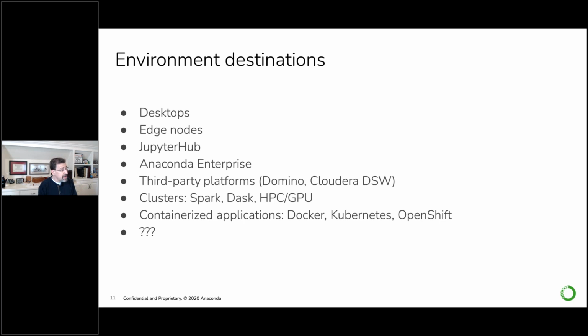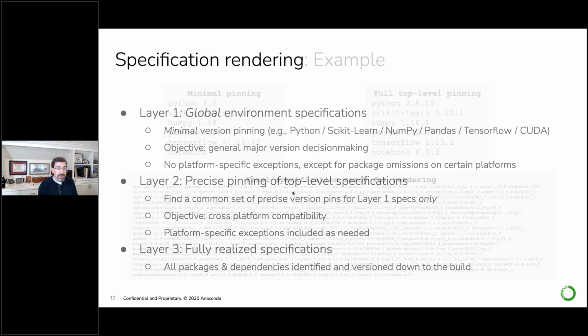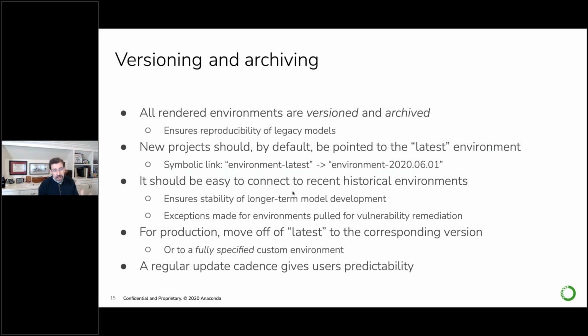Right. And that's a segue to my next topic, which is how do I do that? So I am going to skip ahead here. Let me just say this, that it's a really good idea when you are standardizing environments to use a versioning process where each of your environments is versioned and archived so that if you need to go back and reproduce a model with an older version of an environment, you can do that.